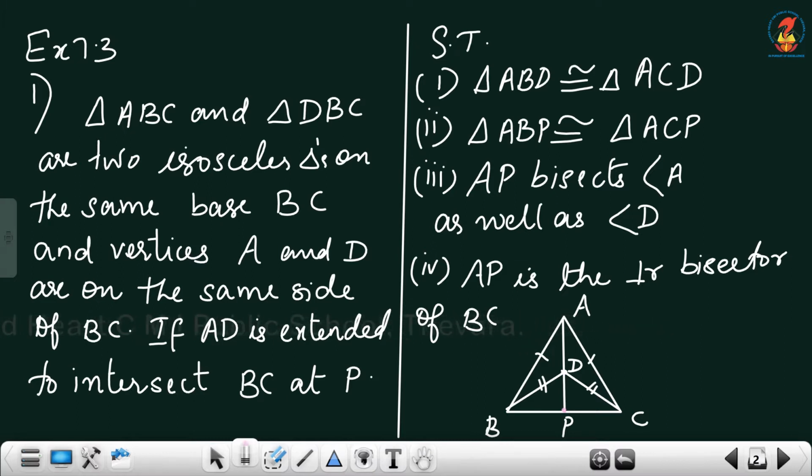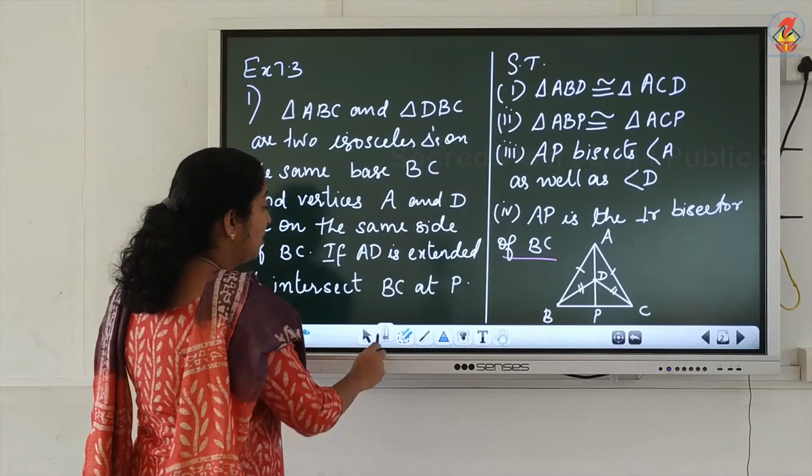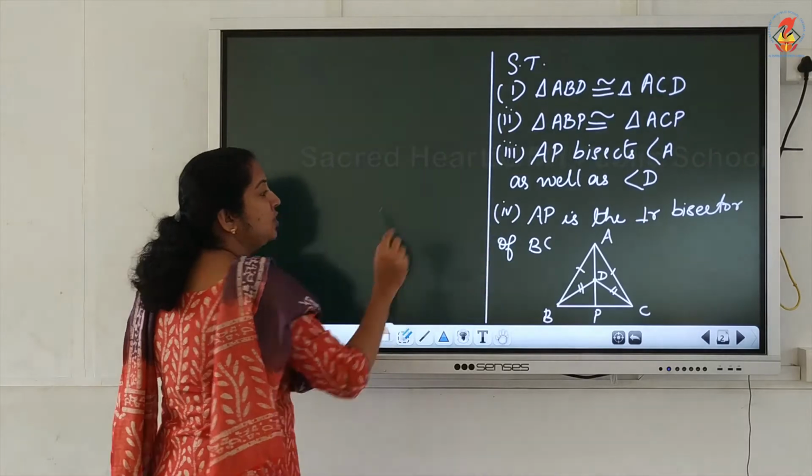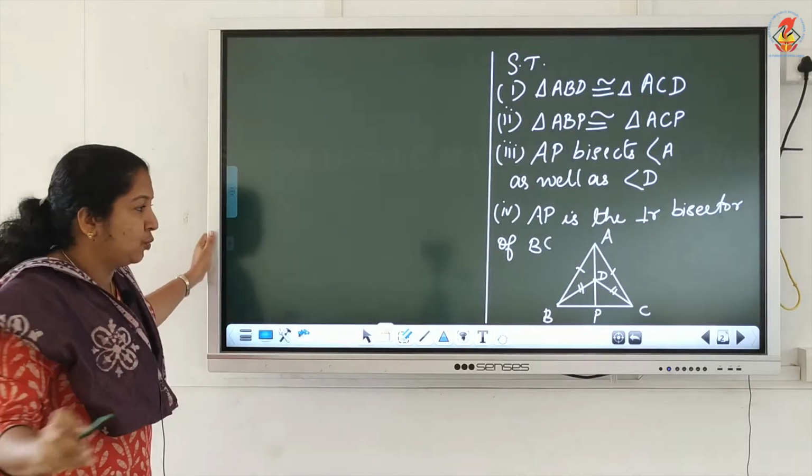Triangle ABD congruent to triangle ACD, triangle ABP congruent to triangle ACP, AP bisects angle A as well as angle D, and AP is the perpendicular bisector of BC. So we have to take one by one. First we have to write what is given and what to prove.